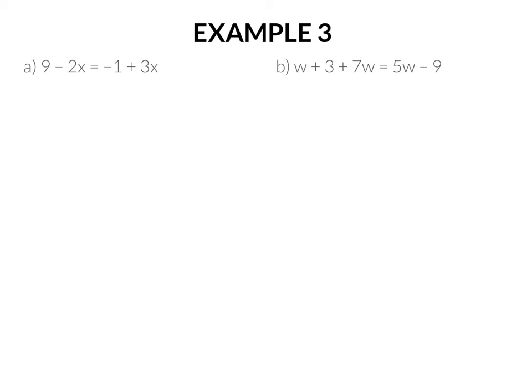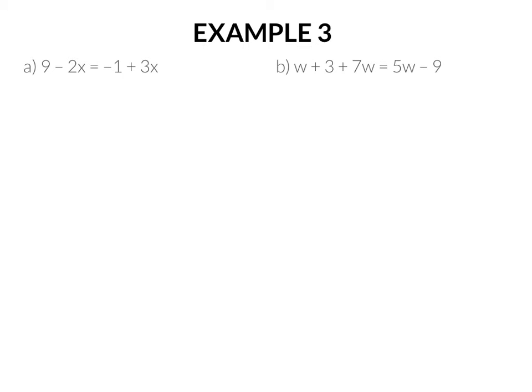For A, I have 9 minus 2x equals negative 1 plus 3x. You'll notice that my variables are on both sides and my numbers are on both sides. I want my variables to be all on one side of my equation.